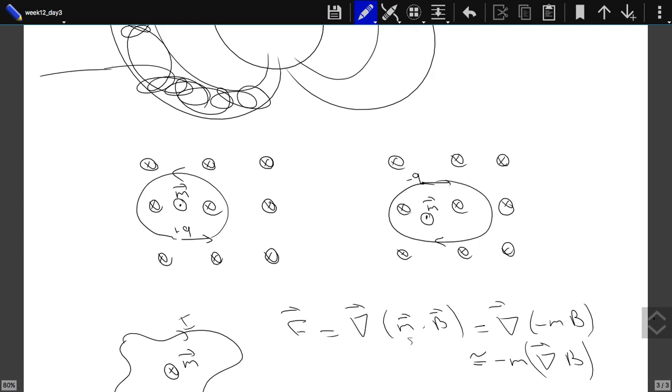Now, if you remember our lectures in the first weeks, we studied the gradient of functions, and we said that the gradient of a function is a vector that points in the direction in which that function increases. So this gradient of B is a vector pointing in the direction in which the magnitude of B is increasing. Well, I have this vector which points in the direction in which the magnitude of B is increasing, and I multiply it with a negative number. So this whole thing is a vector which points in the direction that the magnitude of B is decreasing.